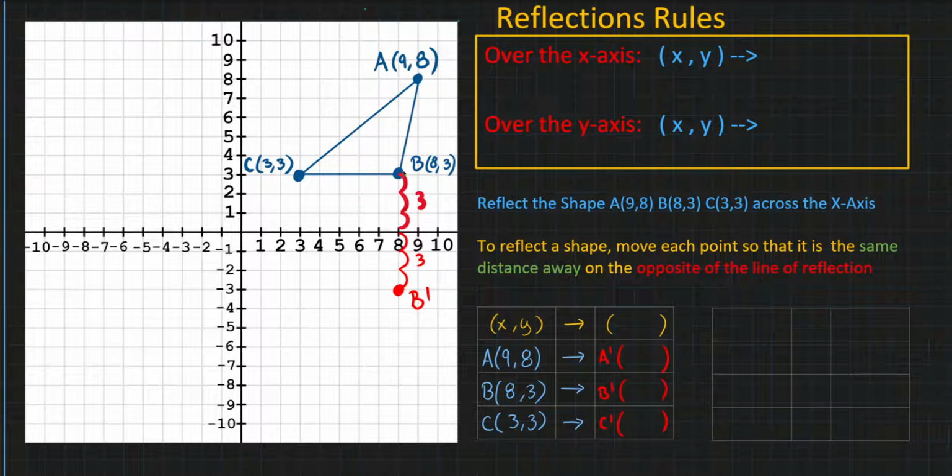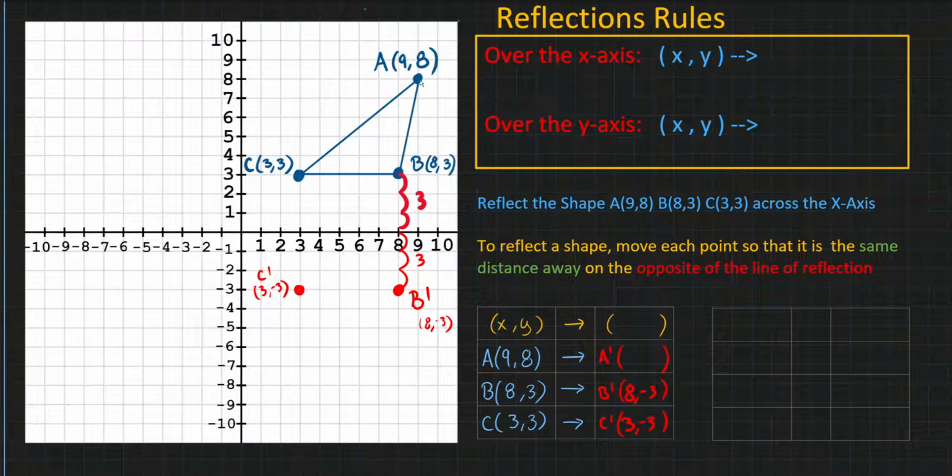Just move it the same distance, just on the other side of the axis, or the other side of the LOR, the line of reflection. Let's label this point. This is (8,3), (8,-3). In fact, I'm going to label them down here. (8,-3). Just keep track of them over here so that we can make that rule later. All right, let's do C to C prime. C is 1, 2, 3 away from the x-axis. So I'm going to count 1, 2, 3 away once again. There's my C prime. That is (3,-3). So (3,-3). Awesome.